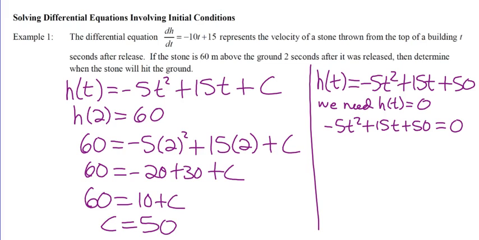So what could we do? Yeah, we can just divide everything by negative 5, right? Remember, when we're doing derivatives and stuff, we want to factor that out because we need to take into account the sign of the derivative. Here we're just solving a quadratic. So divide everything by negative 5: t squared minus 3t minus 10 is equal to 0. It actually does factor.